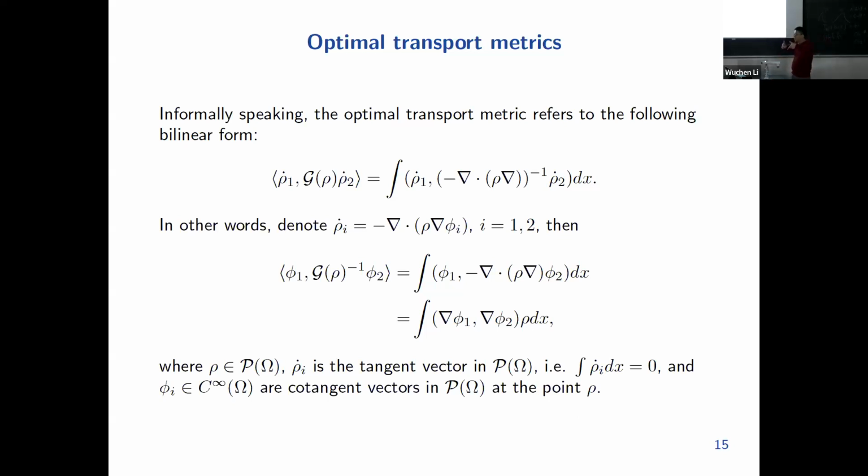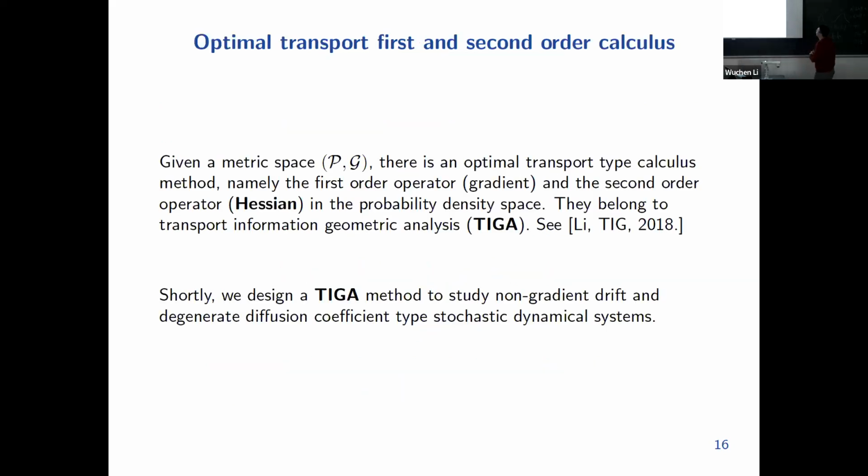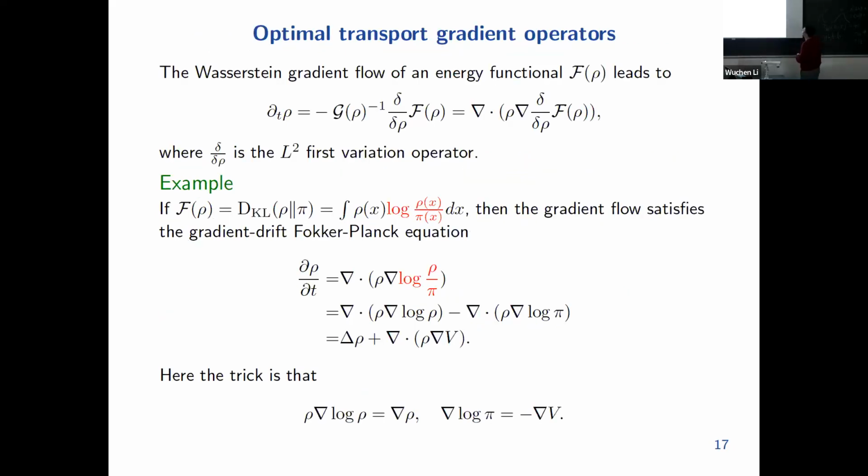Once you have a Riemannian structure, you can try to... This time I will tell you about stochastic dynamics. The sampling algorithm is essentially a Riemannian optimization analysis problem. Given a metric space P and J, there's an optimal transport type calculus method. Namely, we just consider the first order operator and second order operator. Now I call this transport information geometric analysis. We want to analyze the Hessian operator. I won't tell you the rate. Now we try to design a so-called TIGAR method to study non-gradient degenerate SDEs. Okay, let's continue our exercise.